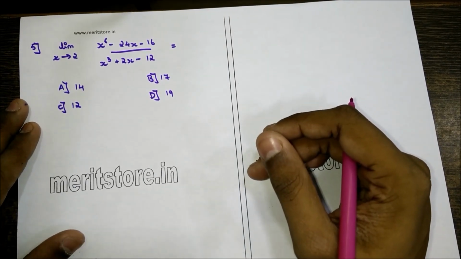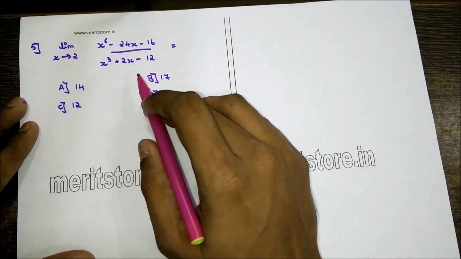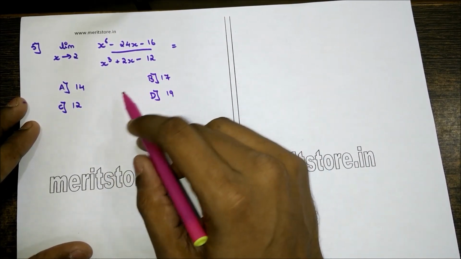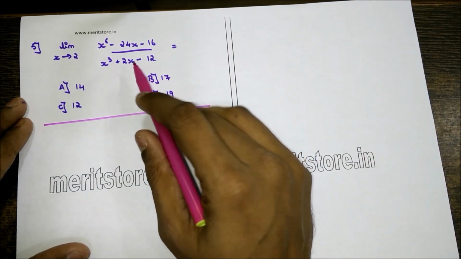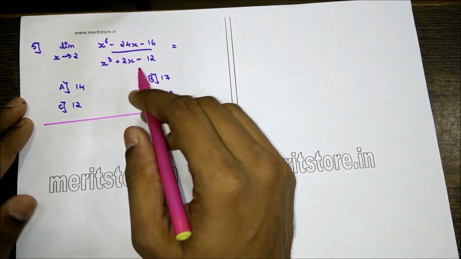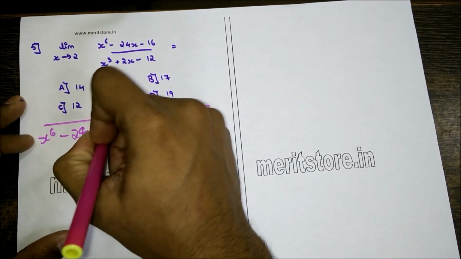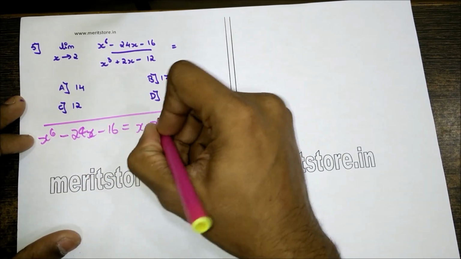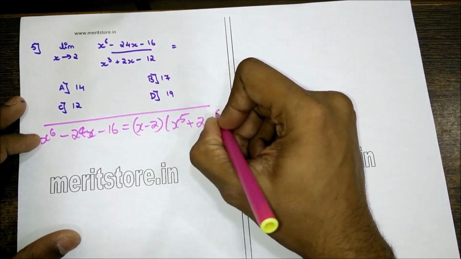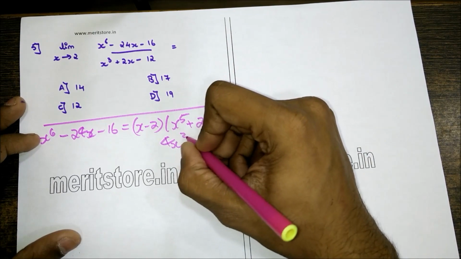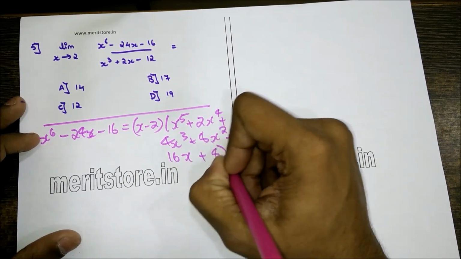Limit of x tends to 2, (x raised to 6 minus 24x minus 16) upon (x cube plus 2x minus 12) equals: A) 14, B) 17, C) 12 or D) 19. So what we do is first we divide the numerator with synthetic division. That gives us x raised to 6 minus 24x minus 16 equals (x minus 2) into (x raised to 5 plus 2x raised to 4 plus 4x cube plus 8x square plus 16x plus 8).